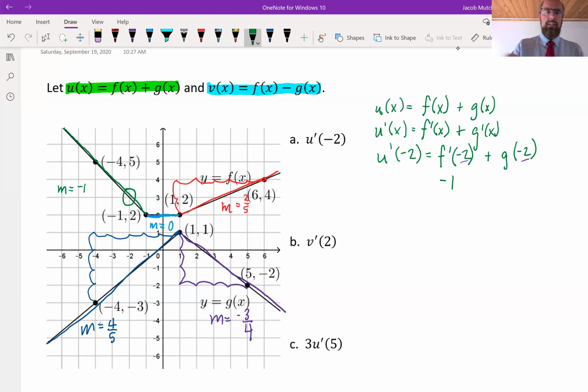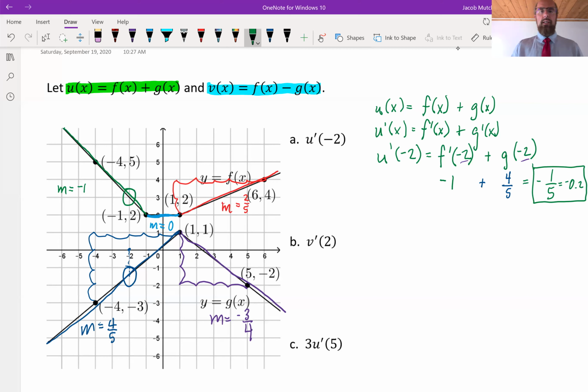The g function at -2 is this left-hand part. I found -2 and traced down to the graph, so the slope there is 4/5. So what we're trying to calculate is -1 plus 4/5, and that adds very easily. That's going to be -1/5, which has the decimal value -0.2. And we'll box that.